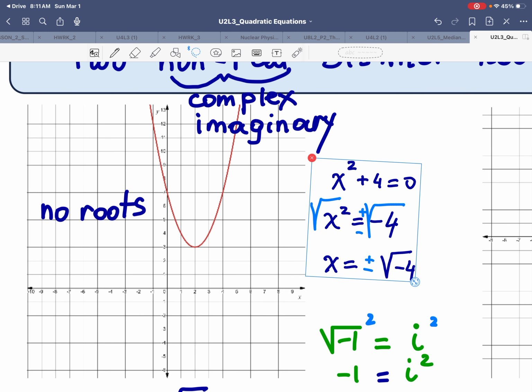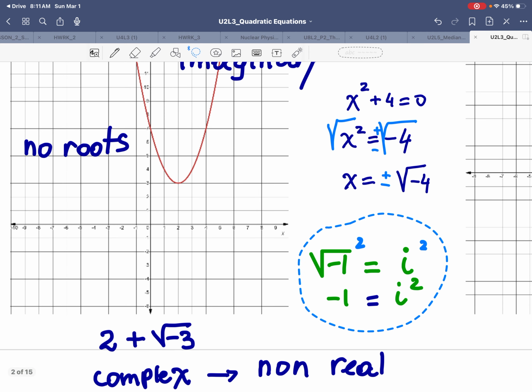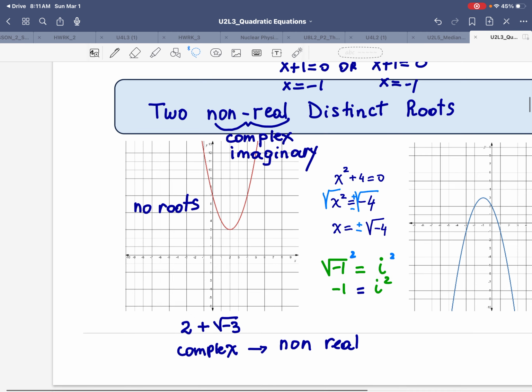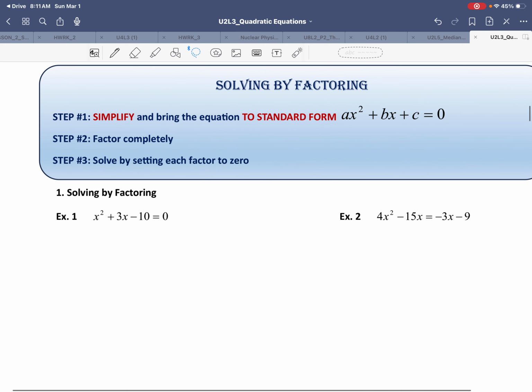Now, we're going to take a look at some examples and go over the different strategies to solving quadratic equations. Now, I know that we have actually been introduced to it in the past, but we're going to go over solving by factoring first. And for this, I will continue in the next video.